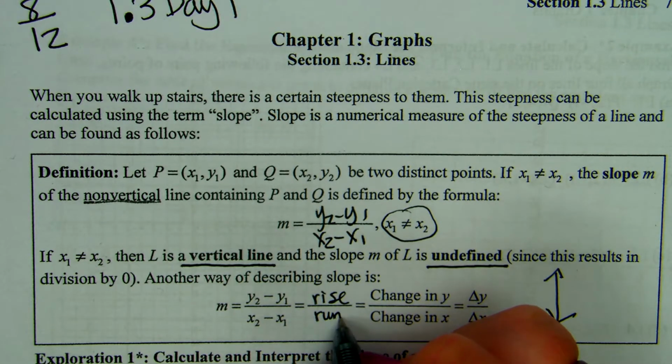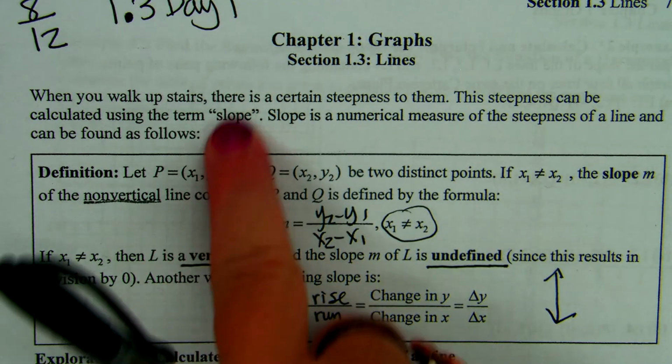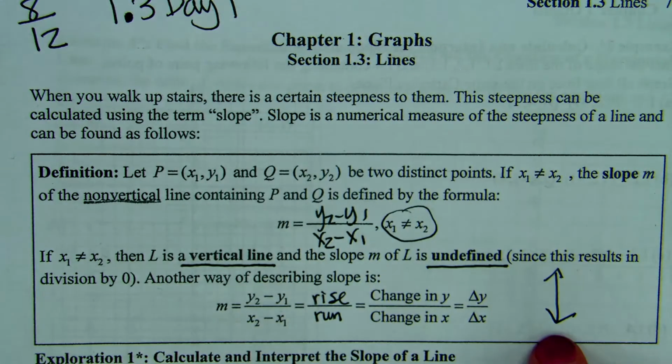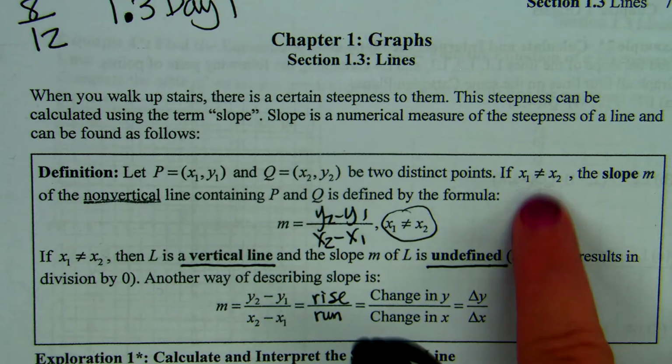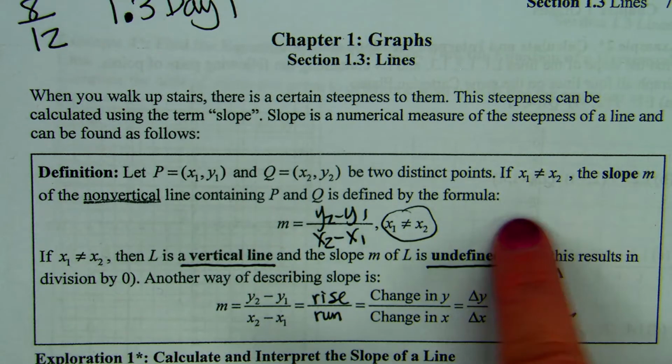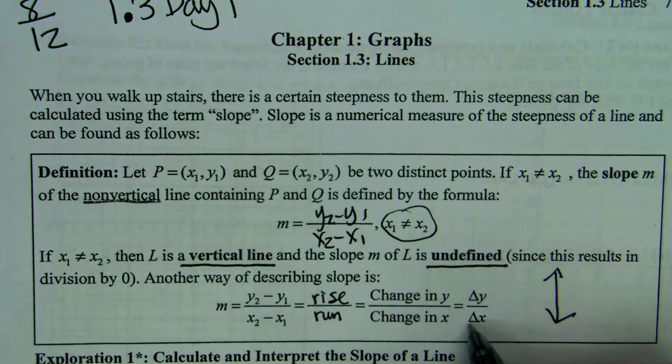How much the graph rises, goes up, and then how much it runs to the right. Does this slope run? Does it move to the right or to the left? It's the change in y, how much the y changes between the two points, and then how much the x changes. And these deltas, these triangles, mean change in y over change in x.